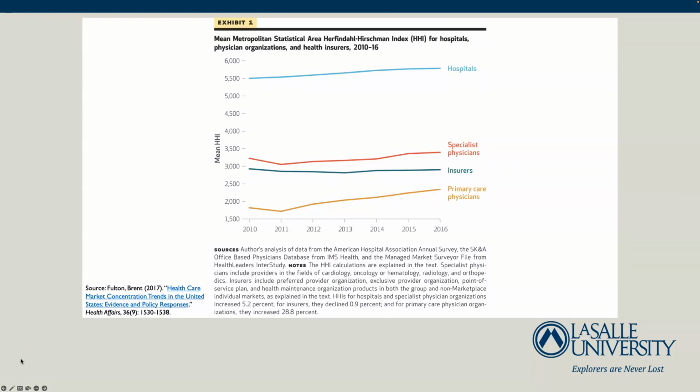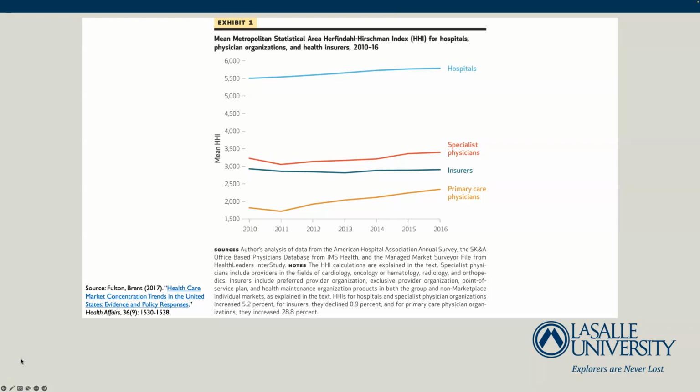So what does this look like in the healthcare sector today? For hospitals on average at the MSA level, the HHI is more than 5,500. For specialty physicians, it's almost 3,500. Insurers come in around 3,000, and for primary care physicians, it's about 2,500.